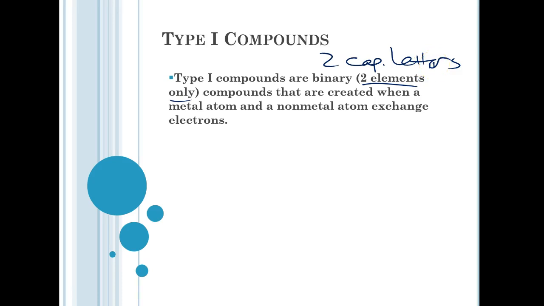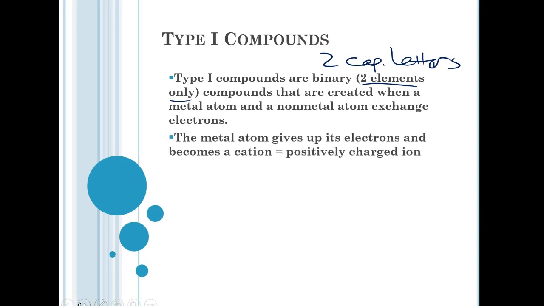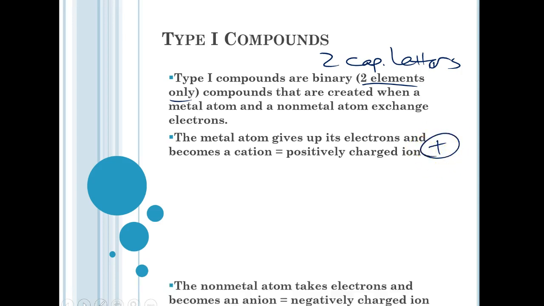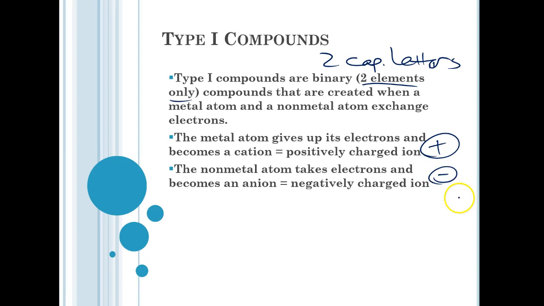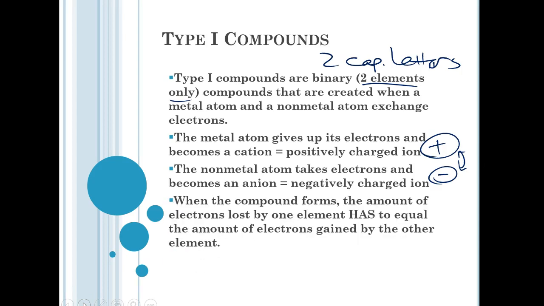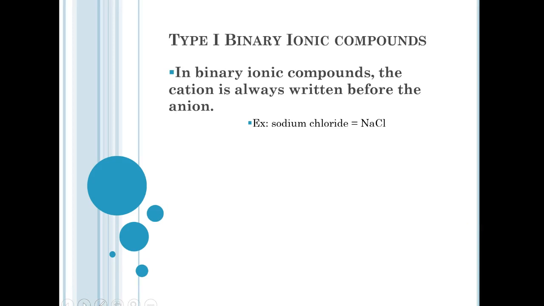Okay? And they are created when a metal atom and a non-metal atom trade electrons. What that does is it creates a cation, which is a positively charged ion, and it creates an anion, which is negatively charged, and opposites attract. That's where you get these compounds. They're called ionic compounds. And the rule is that the amount of electrons that are lost by one element has to equal the amount of electrons gained by the other one. And I'm going to show you a little trick for that. Basically, we're going to do something called drop and swap.